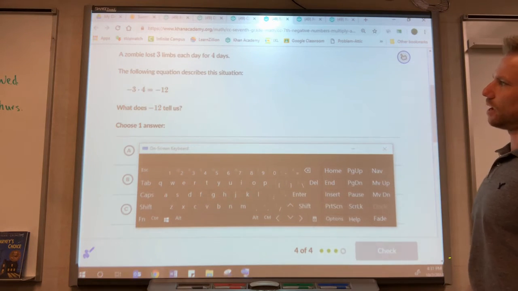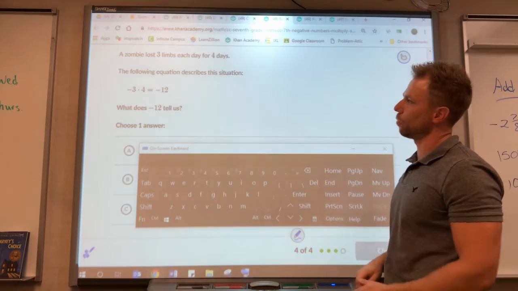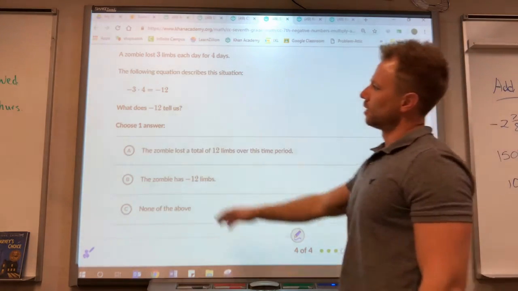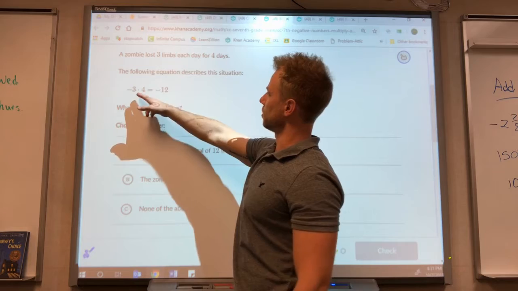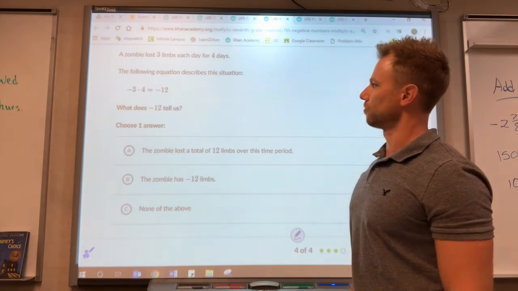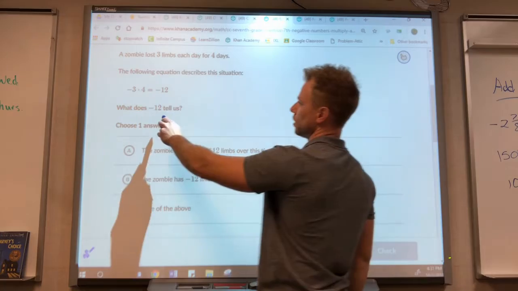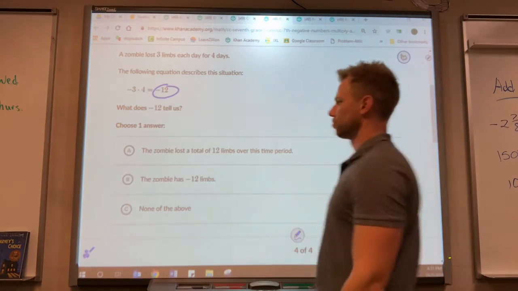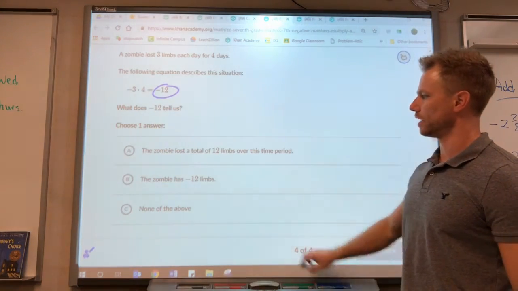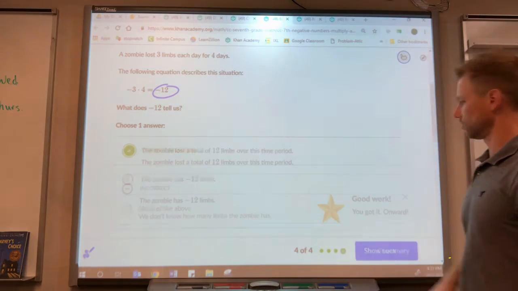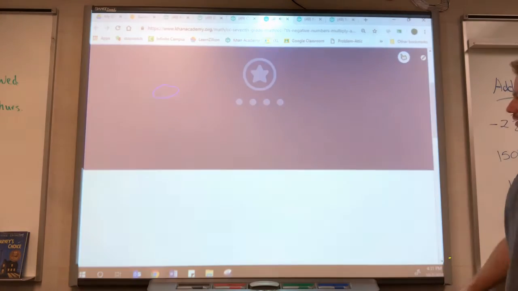All right, it says a zombie lost 3 limbs each day for 4 days. The following equation describes the situation: -3, standing for the limbs lost, times 4 for the 4 days equals -12. So what does that tell us? It tells us we lost a total of 12 limbs, 3 each day for 4 days. The zombie has lost a total of 12 limbs over this time period. Good.